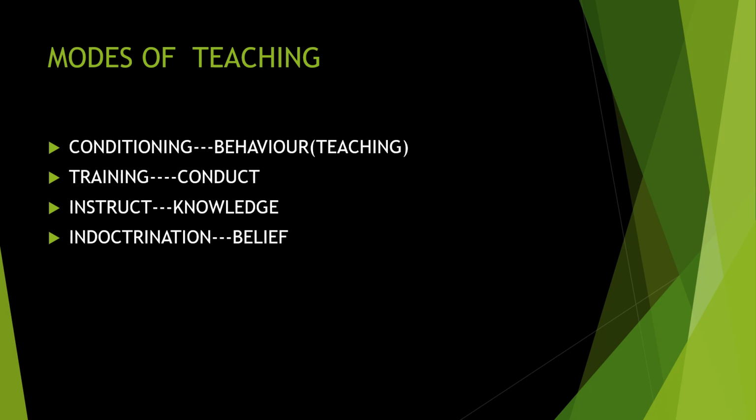Then instruction. Instruction is a direct way of giving knowledge. What I am doing now is instruction. Knowledge is given directly. It is not conditioning or training. It is for the purpose of giving knowledge. Indoctrination means belief. We are believing something; by culture or otherwise we get certain kinds of knowledge. That is called indoctrination. So modes of teaching are of four types: one is conditioning, second is training, third is instruction, and fourth is indoctrination. Conditioning is by behavior, training is by conduct, instruction is by giving knowledge, and indoctrination is by belief. It is coming through the generations.